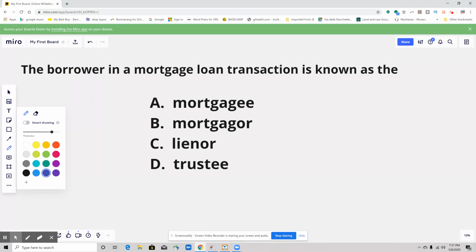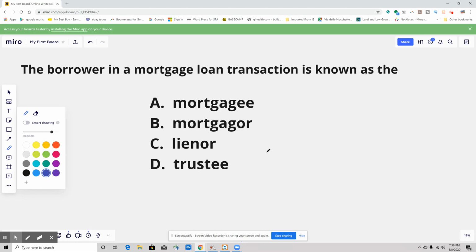So, I'm going to give you an easy one, or what should be an easy one, because it's almost the weekend when I'm recording this, so I want to make it easy. So, you ready? The borrower in a mortgage loan transaction is known as the mortgagee, mortgagor, lienor, or trustee.